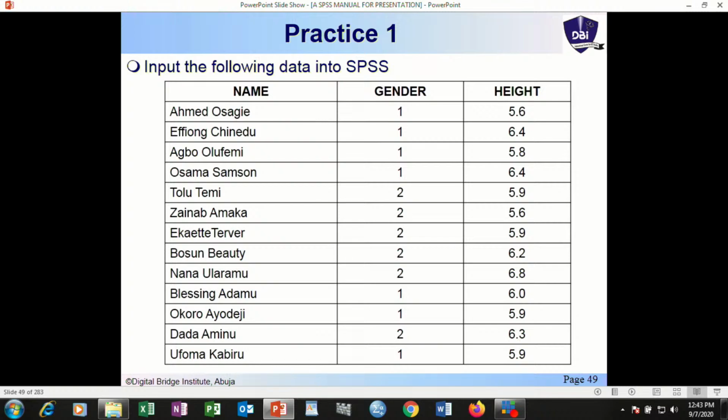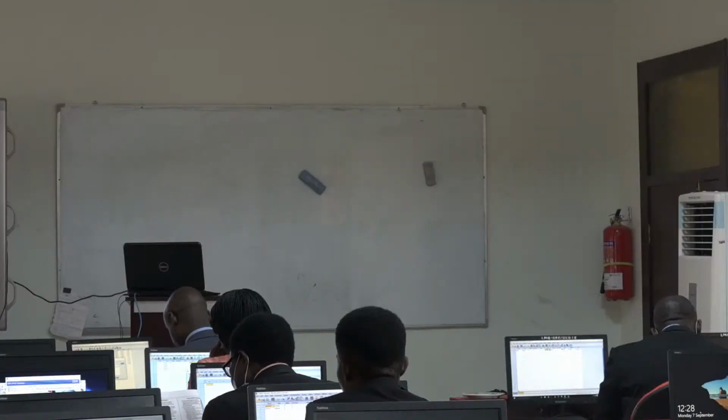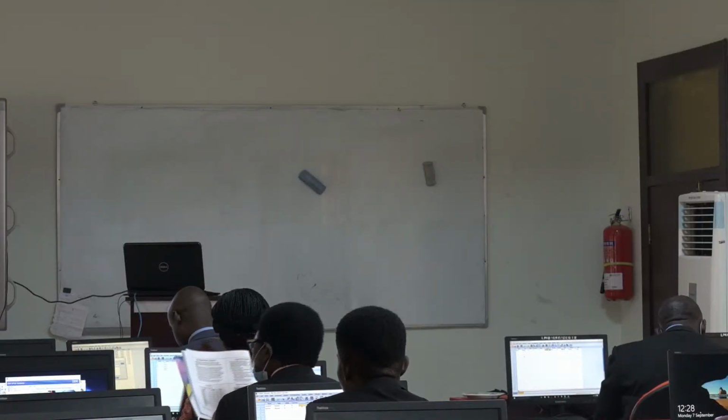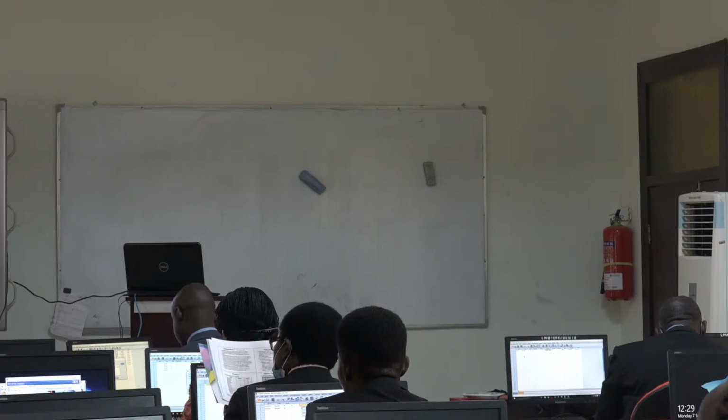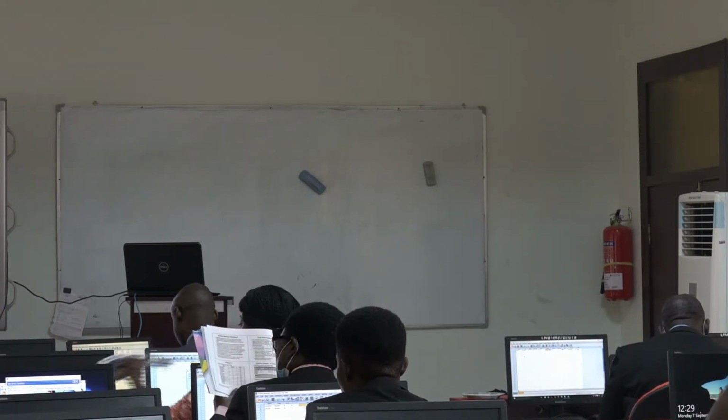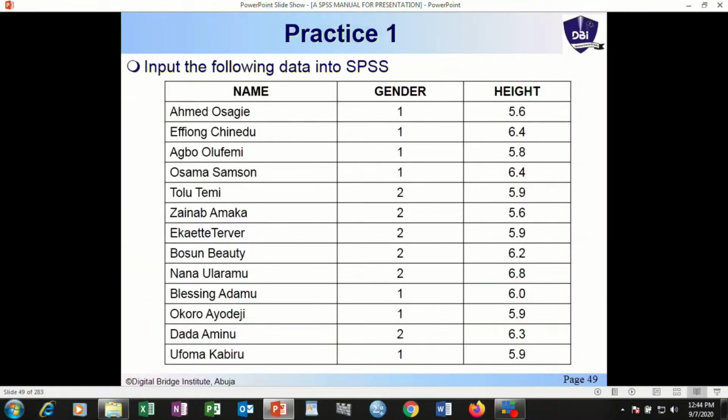Unless you change it to string. But the reason why I don't want string is because in analysis, most times it's usually numeric we work with. I hardly see any, because if you put a string there, you can't do correlation. You can't do any analysis. So it's numeric versus numeric.